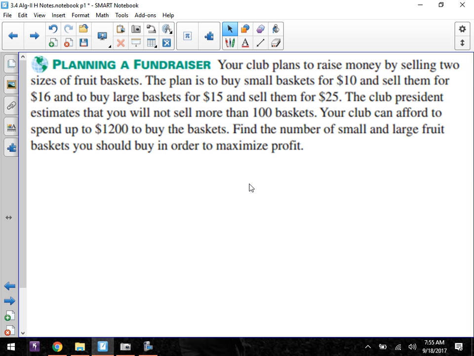Maximizing profit. Okay. Your goal is to maximize profit. All right? Think of that as your objective function. Remember how all the other ones we were doing with the constraints, you had that C equals something or another, you find the maximum and minimum. Well, that's what that means. You want to maximize profit. Okay? So where in this problem does it discuss profit?